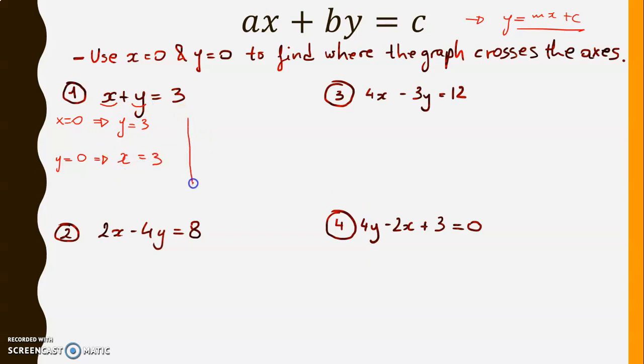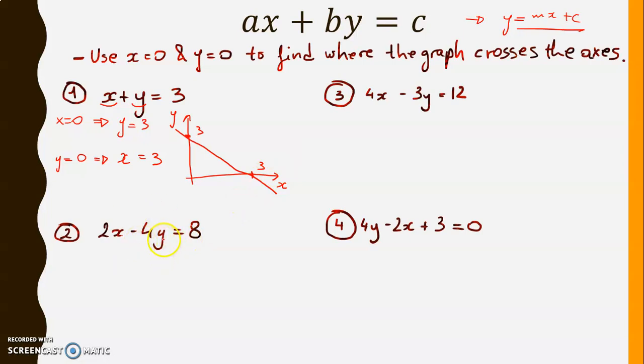So we draw our axes. Y and x. We have just found that y equals 3 and x equals 3 when y is 0. So we join this with a straight line. Make sure you use a ruler when you do this. I can't use a ruler on the screen, I'm just doing it by hand.